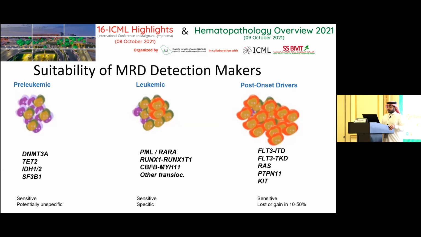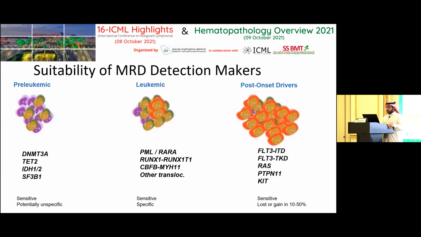Regarding suitability for MRD detection markers, in the leukemic driver mutations, for example PML-RARA, RUNX1-RUNX1T1, and CBFB-MYH11, they are sensitive and specific for tracking MRD by molecular methods. While some of the pre-leukemic markers like DNMT3A, TET2, IDH1, and SF3B1 can be detected post-therapy, they are non-specific and not recommended to be used as MRD markers.